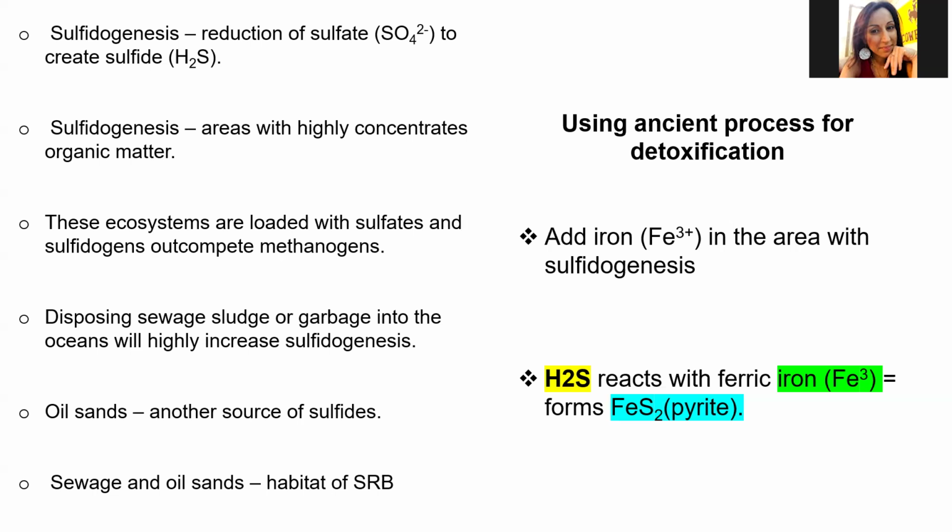When you dispose of sewage sludge or garbage in the ocean, that will actually increase sulfidogenesis because there are many SRBs over there. Whatever compound you toss over there is full of sulfates, and they will just respire it and make hydrogen sulfide. And oil sands are another source of sulfides. So if you want to do enrichment for sulfidogens, that's where you will find them.